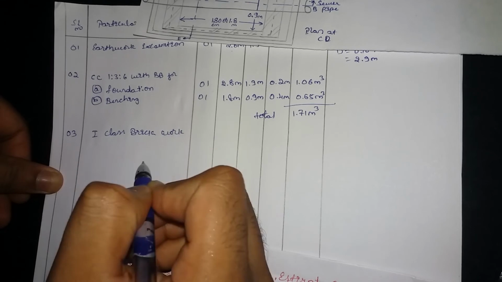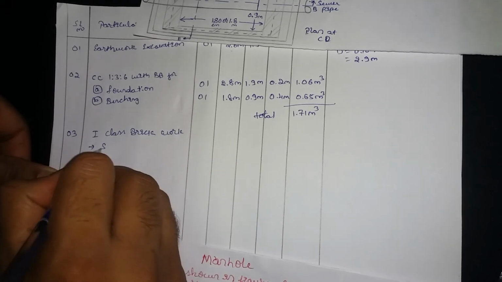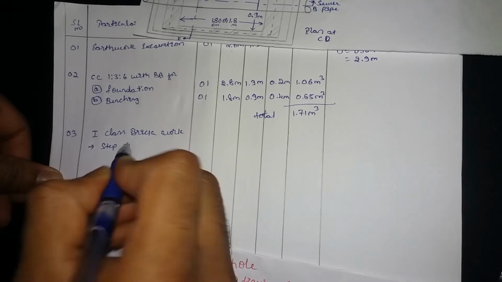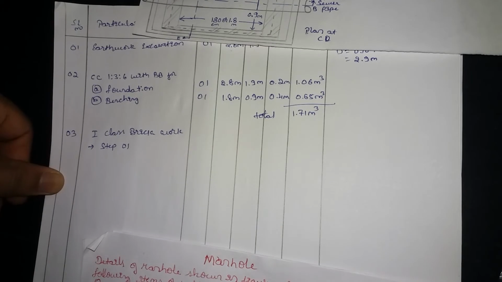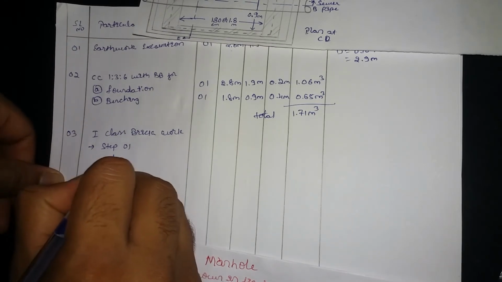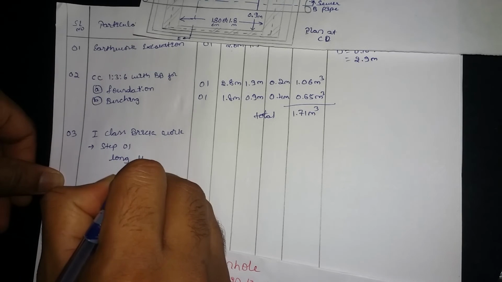First class brickwork, right? So here I'm going to take it as step one, as we usually did for the septic tank, all the four problems. So the same thing I am going to do for this part also. So again I'm going to follow the long wall and short wall method.